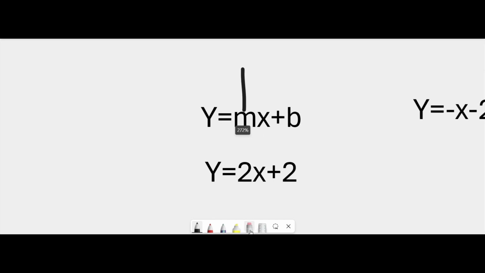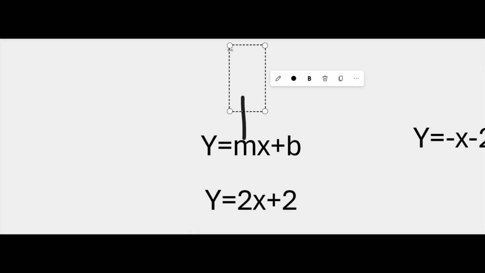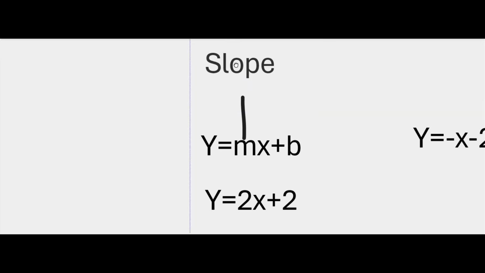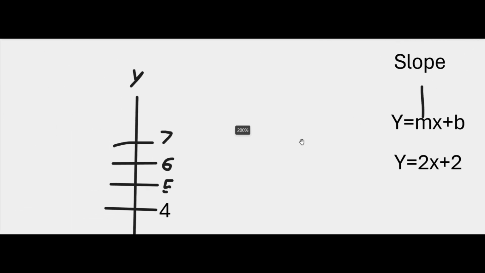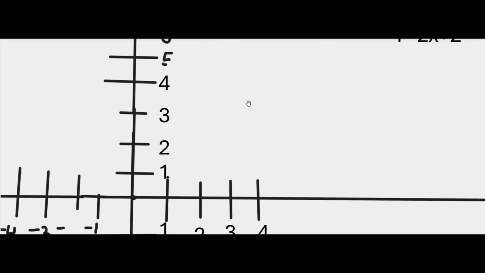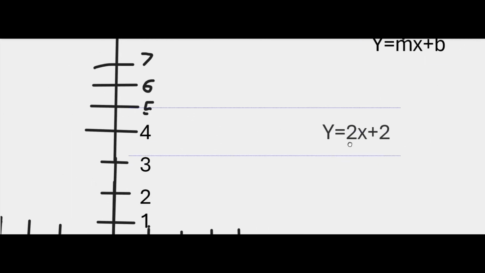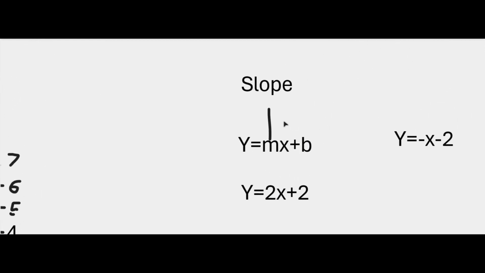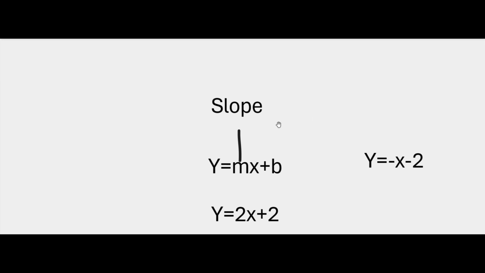So we have the m. The m is just going to be your slope. Now I have a video going over slope, and it is just whenever you're looking at a line, it is how much it goes up and how much it goes over. I accidentally moved that. So we'll go over that a little more whenever we're actually writing it down.